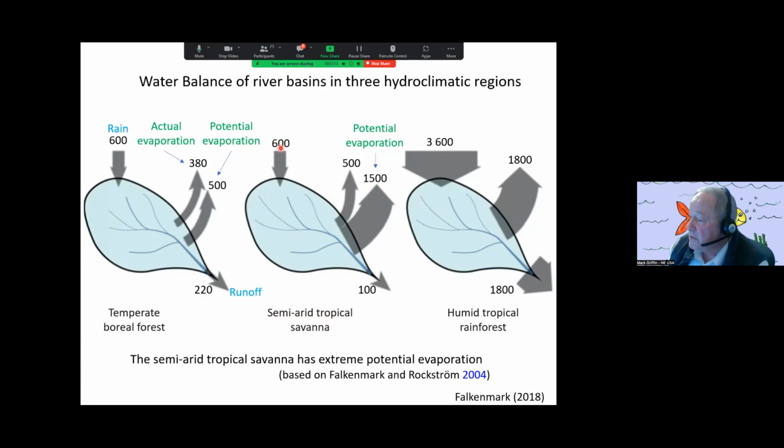You're only getting about 600 of rain, where in a humid tropical rainforest in Africa, you're getting 6 times that amount. And you've got a lot of evaporation, but you've got a lot of runoff too. So there's a lot of blue water. This runoff is blue water. A lot of blue water development is possible, but not in a semi-arid tropical savanna.